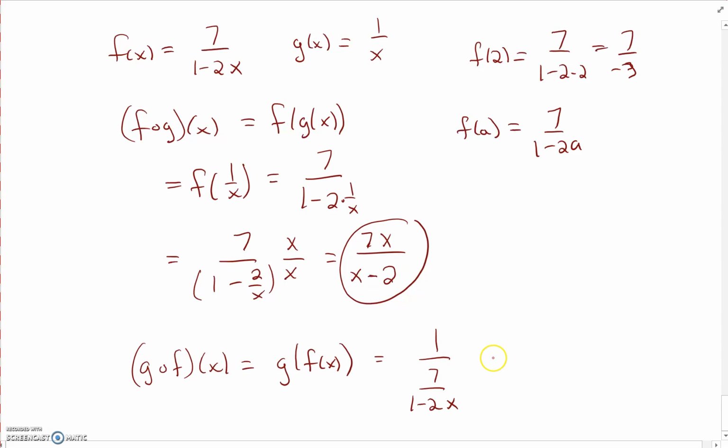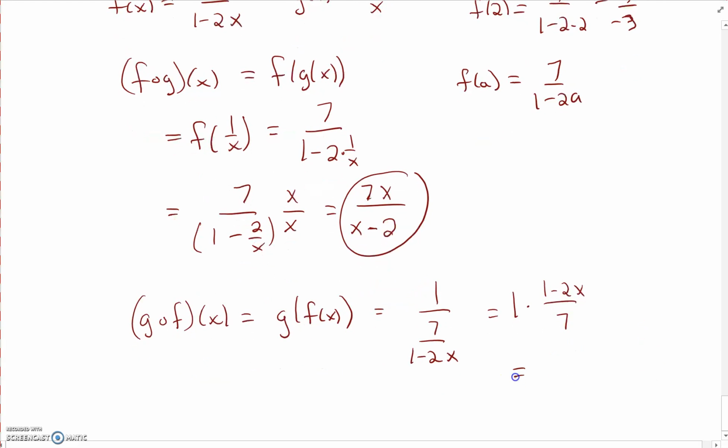So there's not a lot to simplify with this, because that's 1 times the reciprocal, because dividing by fractions means times the reciprocal, right? So that's the answer, is going to be 1 minus 2x over 7.